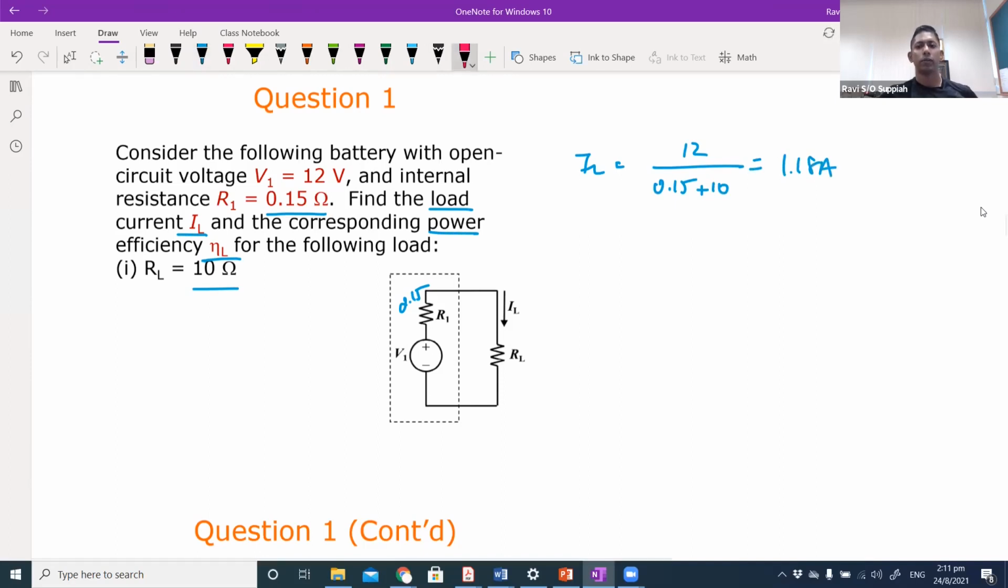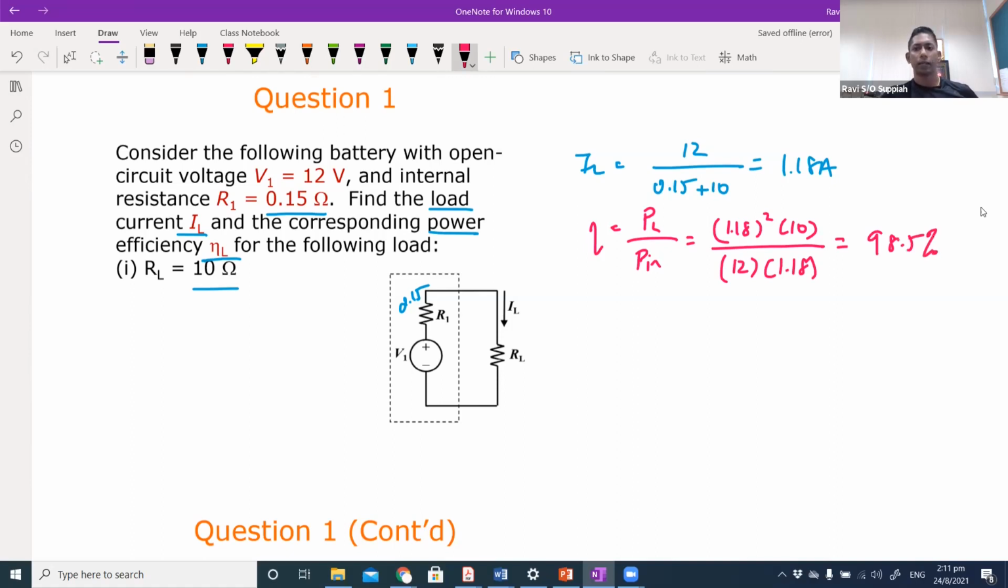In terms of efficiency, it's basically power to the load over the input power. The power to the load, you can calculate as I squared R. So it's 1.18 squared multiplied by the RL, which is 10 ohm, divided by the input power, which is the voltage and the current, which is 12 multiplied by 1.18. So you'll get an answer of 98.5%. So that is the current and the power efficiency for the load.